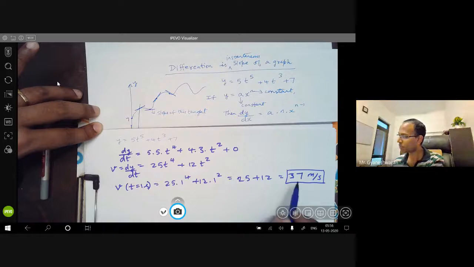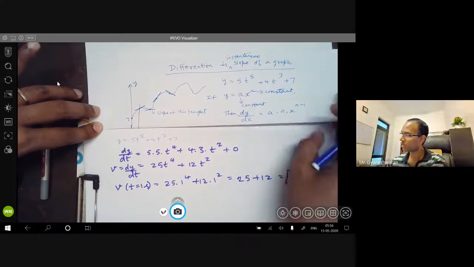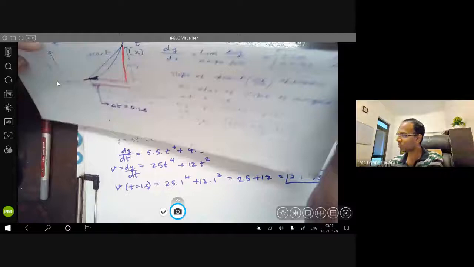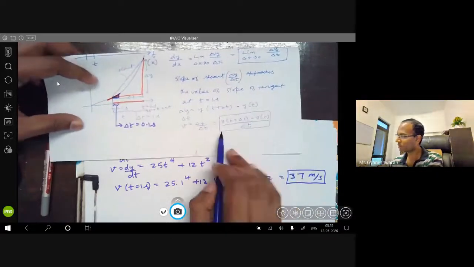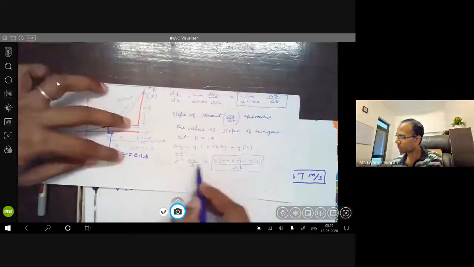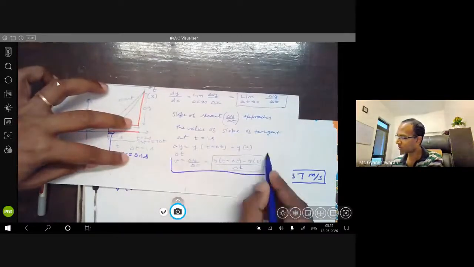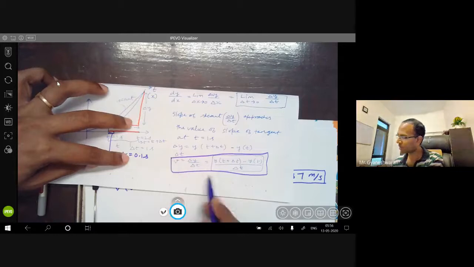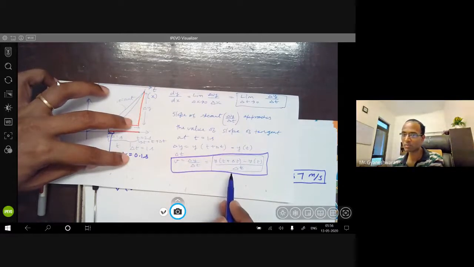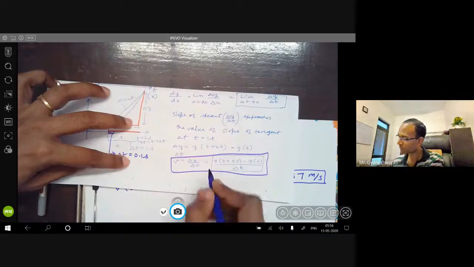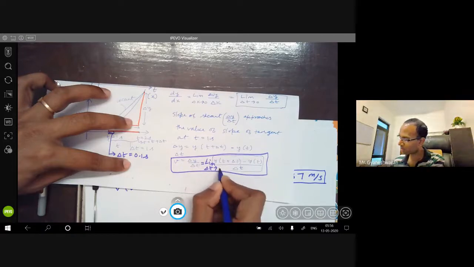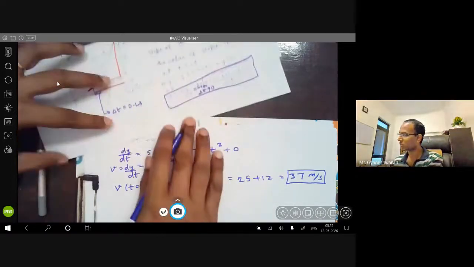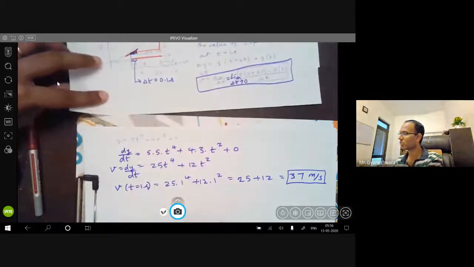Now let us prove that we will get the same thing by the definition of differentiation, which is that velocity is going to be delta y by delta t. We are going to prove that velocity is delta y by delta t, the limit when delta t tends to 0. So let's do that using Excel.